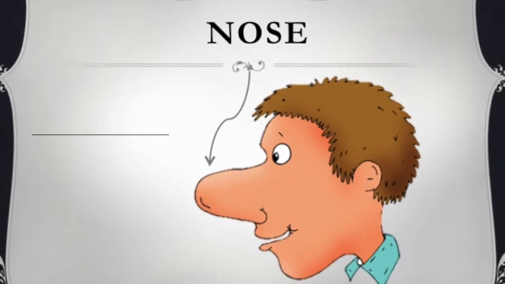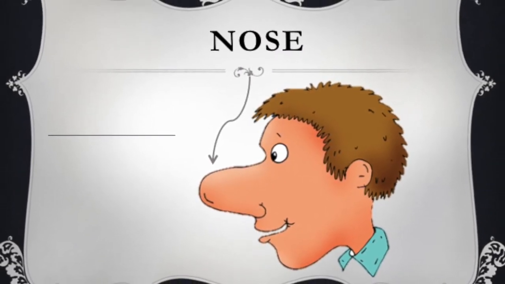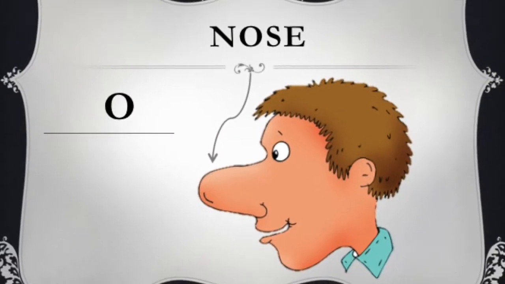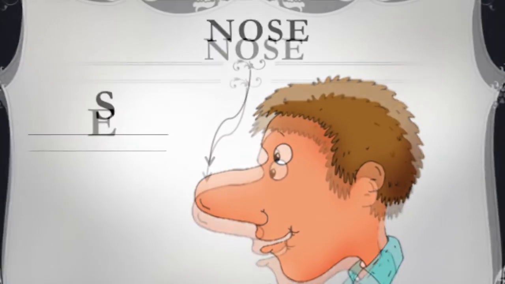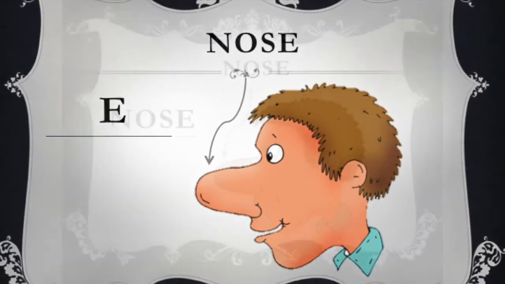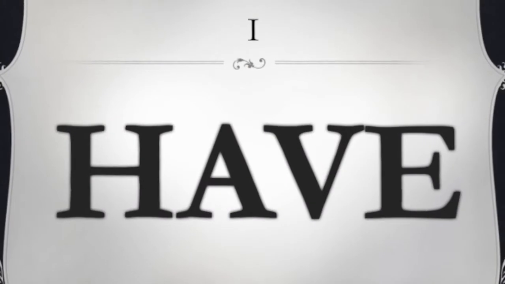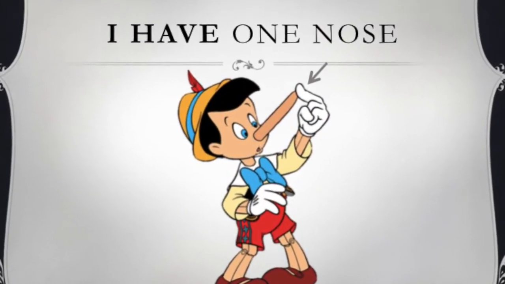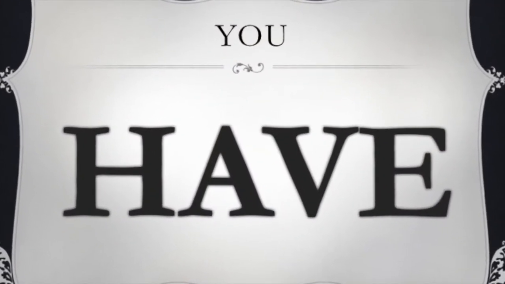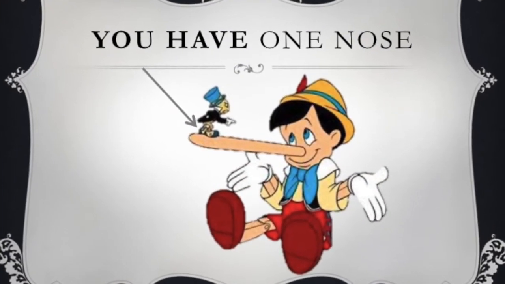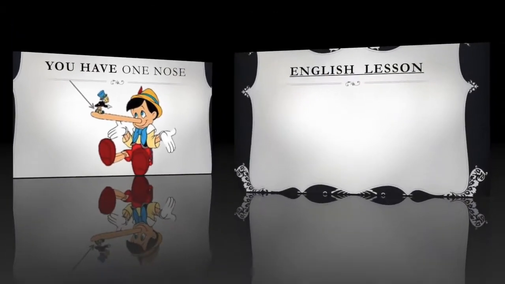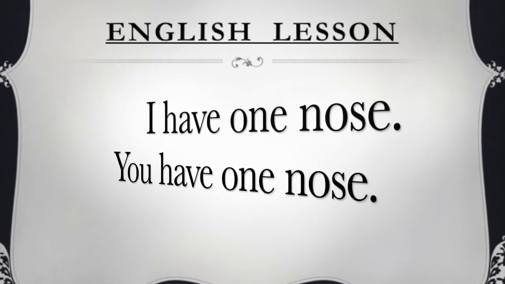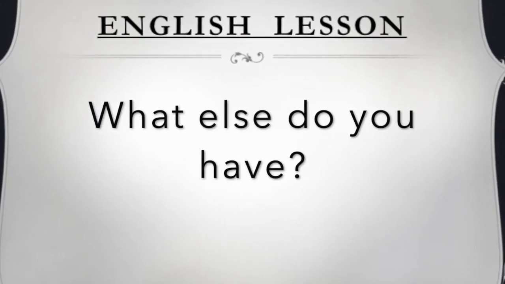And first up, we have the nose. Nose is spelt N-O-S-E, and that spells nose. I have a nose. I have one nose. You have a nose. You have one nose. I have one nose. You have one nose. What else do you have?